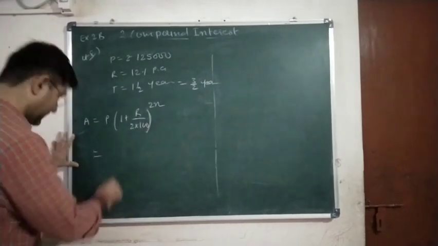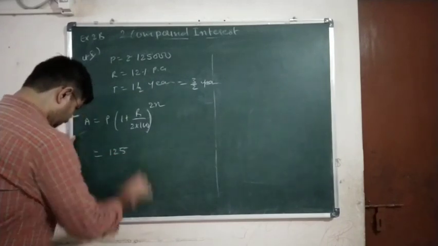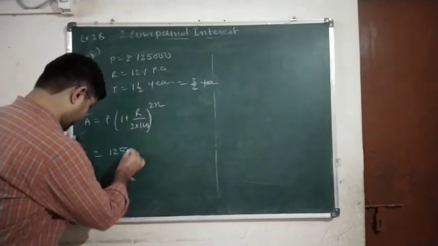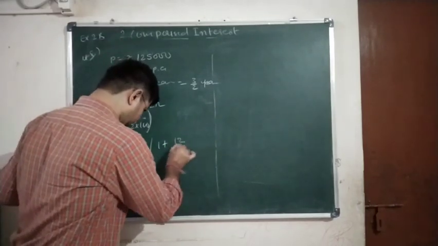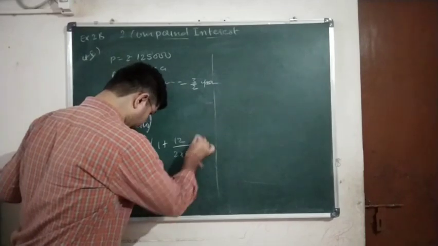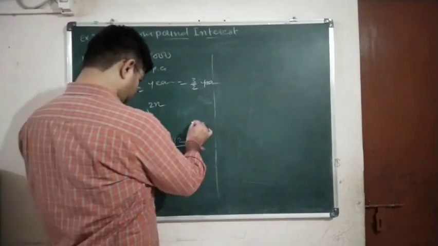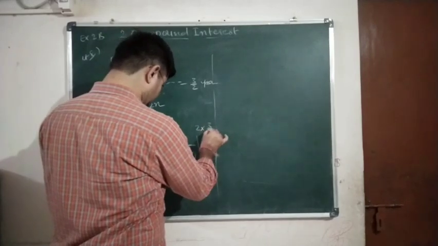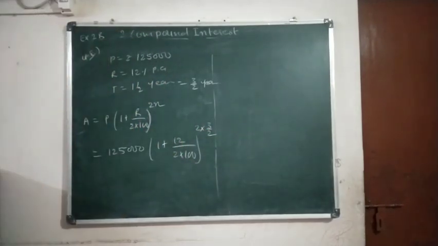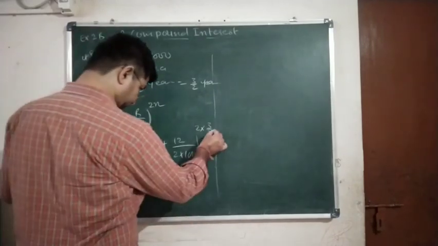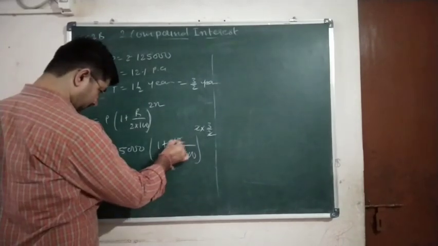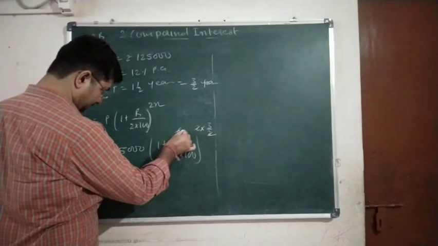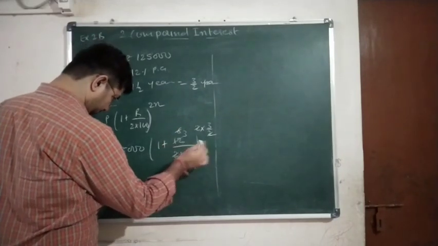Okay, so principal is given to be rupees 1,25,000 into 1 plus rate is 12% upon 2 into 100 raised to 2 into 3 by 2. Now you will reduce like this. Over here 2 1s are and 2 6s are, and again 2 3s are, 2 50s are.